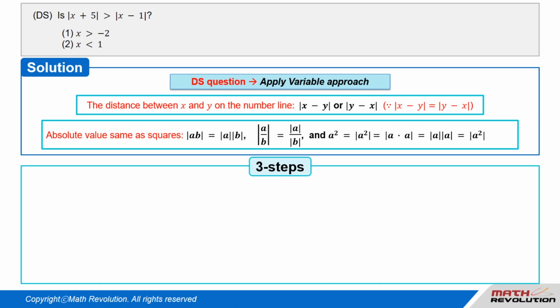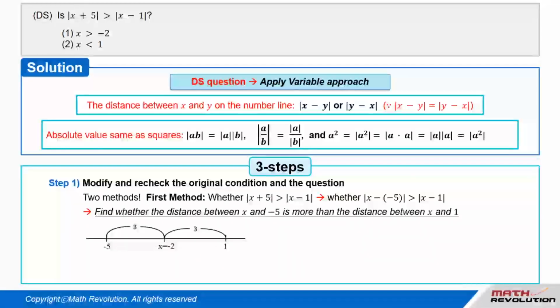Let's apply the three steps suggested previously. Follow the first step of the variable approach by modifying and rechecking the original condition and the question. There are two possible methods to solve this problem. If you become familiar with both of them, they will be easier to apply when writing the exam. First method. Let's modify whether |x + 5| is greater than |x - 1| to whether |x - (-5)| is greater than |x - 1|.